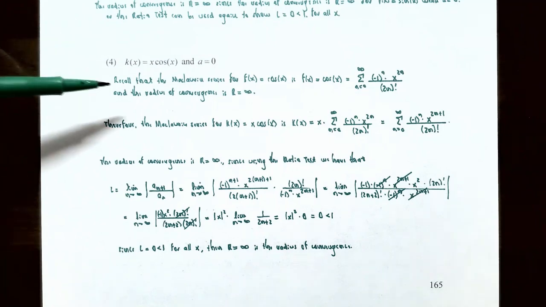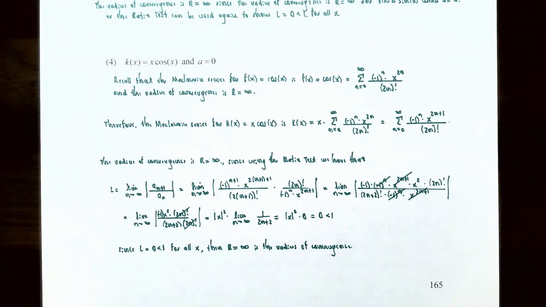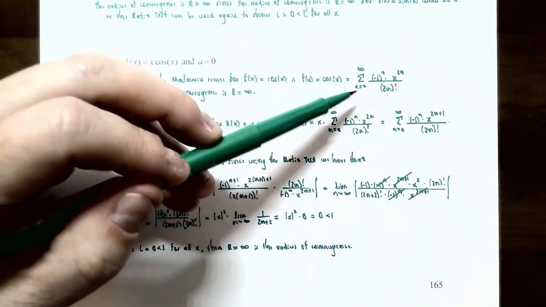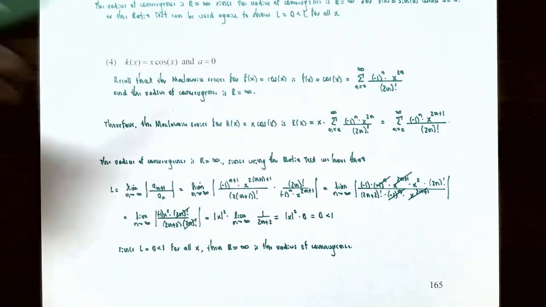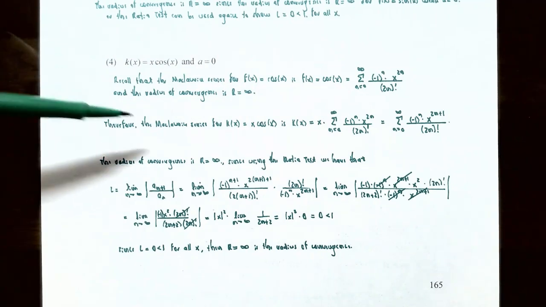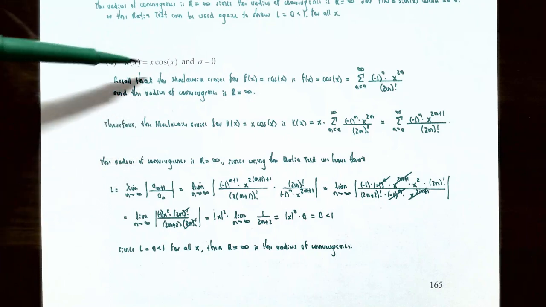So recall that a Maclaurin series for the function f of x, which is equal to cosine of x, was actually this. f of x is equal to cosine of x. It was the power series n equals 0 to infinity of negative 1 to the n times x to the 2n exponent, all divided by 2n in parentheses factorial. Therefore, if you want to find a Maclaurin series, because this is actually centered at a equals 0, we can find a Maclaurin series for this function k of x.